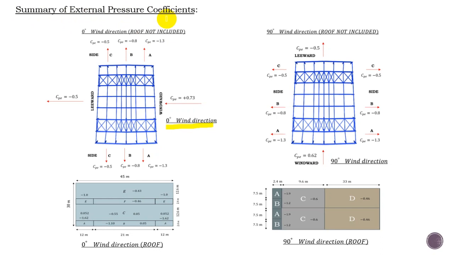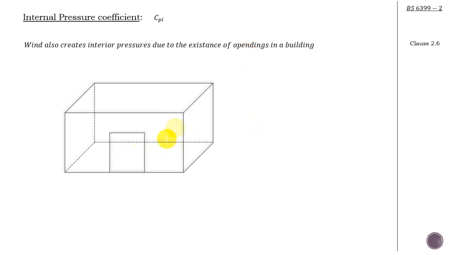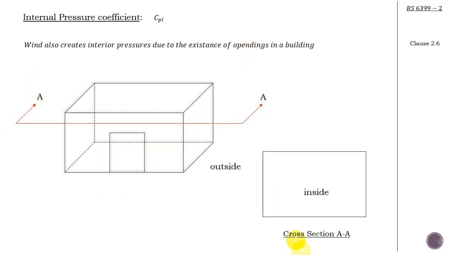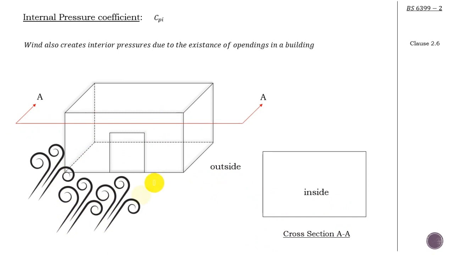We turn our attention now to the internal pressure coefficient, and that is going to be much easier. Let's check it out. For the internal pressure coefficient, CPI, as I have told you, if I take this building and cross section AA, this is the outside of the building and this is the inside. If I've got wind in this direction, then I'm creating internal pressure, because the wind can get inside and traps inside the building. That is the positive pressure.